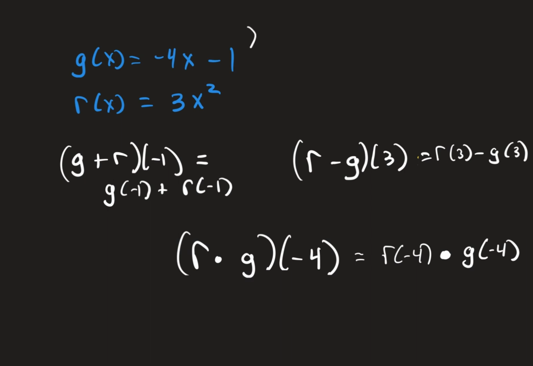So the first one, I need g of negative 1. Okay, so I'm just going to put a little line here. Find g of negative 1. So that's going to be negative 4 times negative 1 minus 1. Negative 4 times negative 1 is 4. 4 minus 1 is 3. So my g of negative 1 is going to be 3. At least that's what I got.